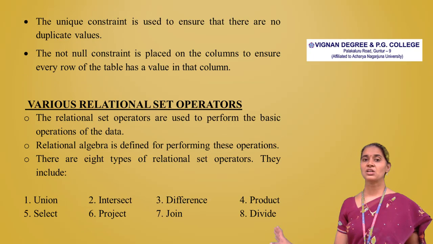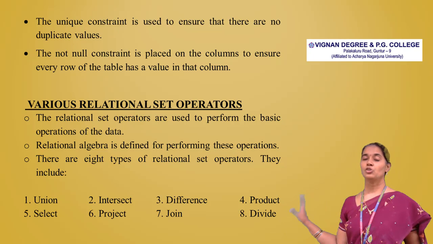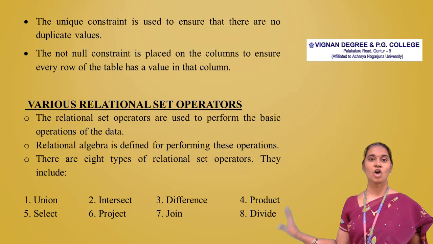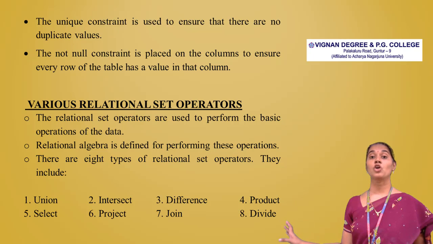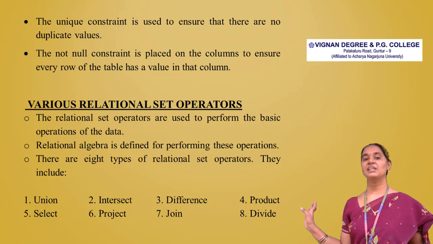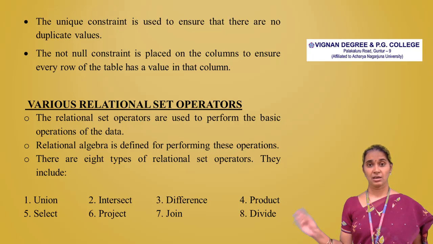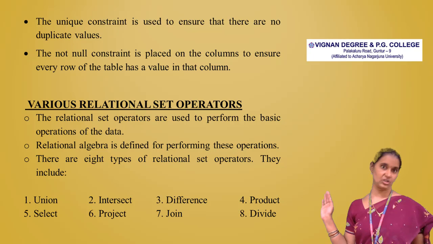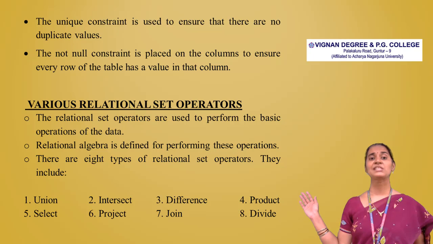The uniqueness constraint is used to ensure that there are no duplicate values. It tells us that we should not have duplicate values in the primary keys of the table. The not null constraint specifies that the column should not be left empty or vacant without filling in any values. This is about the integrity rules, in which we have concluded the discussion of entity integrity and referential integrity. Let us now discuss the various relational set operators.